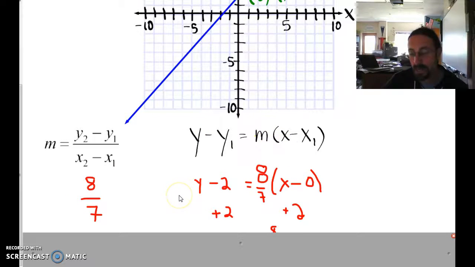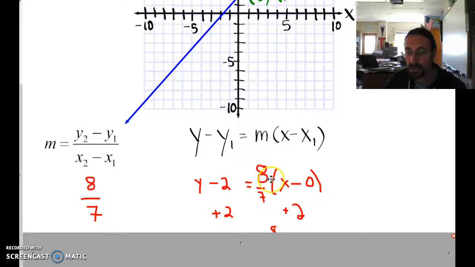Now, at some point you could say, hey, I'm done right here. Mr. Rising, I have this in point slope form. What more do you want? Well, if I said put it in standard form or put it in slope intercept form, then you would want to isolate the y all by itself and take it from there.